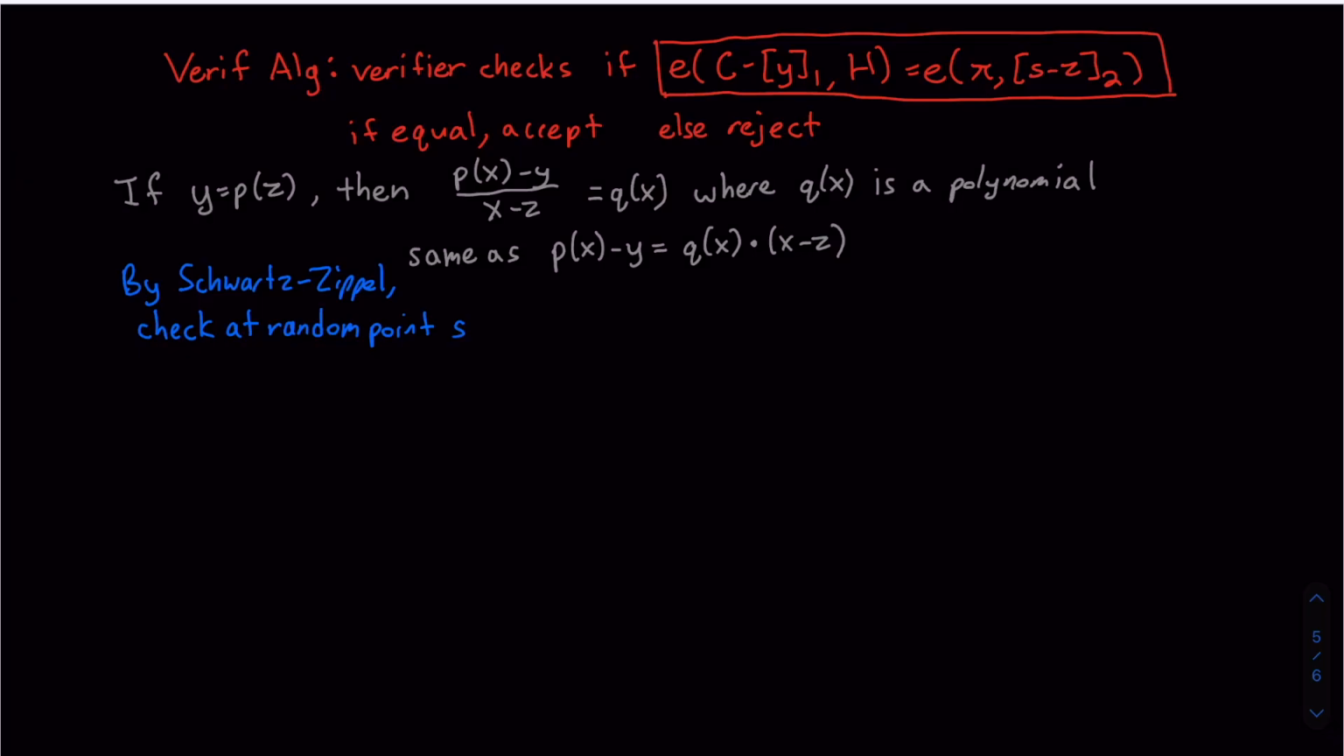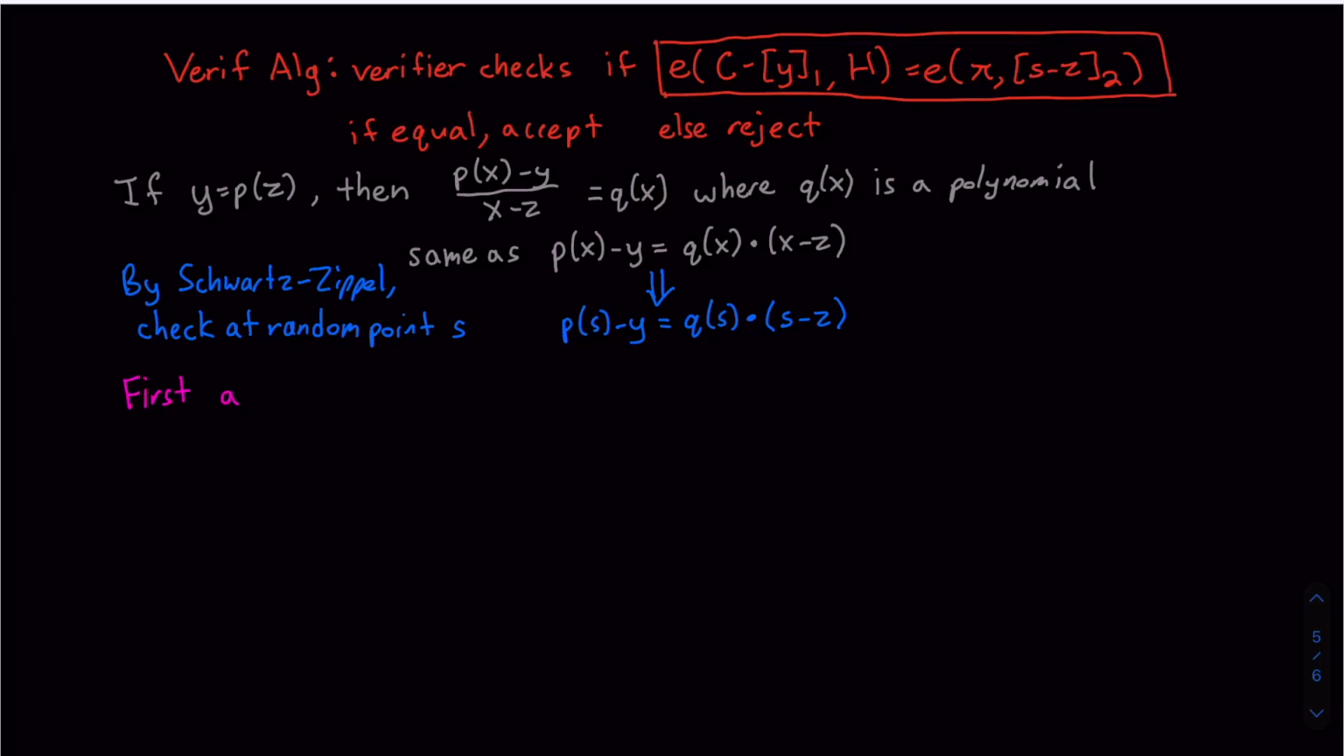So by Schwartz-Zippel, the verifier now is trying to check P of S minus Y equals Q of S times S minus Z. But the verifier doesn't have S. No one does, since it was deleted as toxic waste. Let's see what they have instead. They received C, which equals P of S times G, pi, which equals Q of S times G, and Y from the prover. The verifier chose Z themselves, so they have that, and they also have access to the generators G and H along with the SRS from the setup phase.